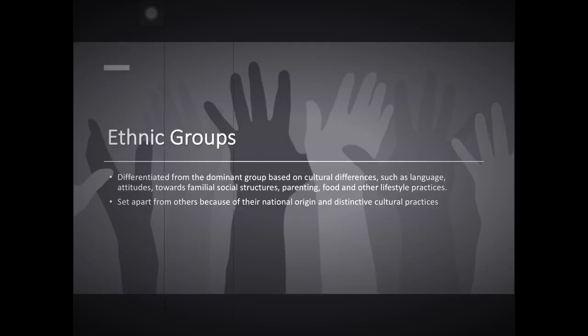Next up are ethnic groups. They're differentiated from the dominant group based on cultural differences, such as language, attitudes towards family structures, parenting, food, and other lifestyle practices. What also sets them apart is their national origin and distinctive cultural practices. Now, what can be kind of confusing is that Native Americans can fall within the construct of an ethnic group as well as a racial group. Same thing with Black communities, same thing with Asian communities. There is, in all reality, no real definition of the difference between ethnic and racial. And later in this presentation, we'll get to understand why. Hispanic and Latino does fall under this category, mainly because they are not considered a racial group.